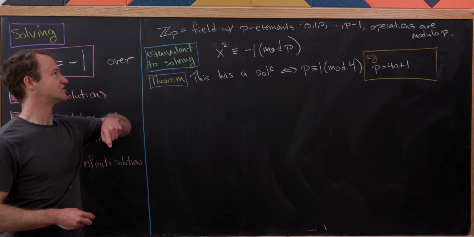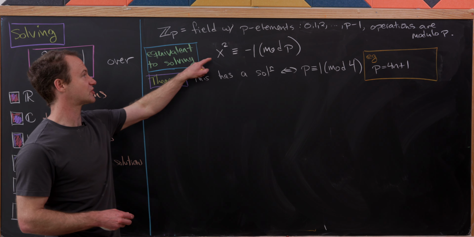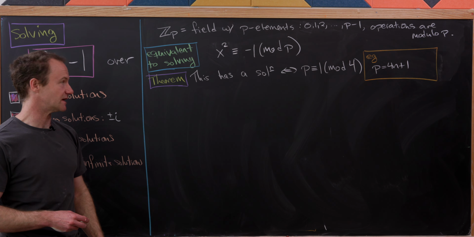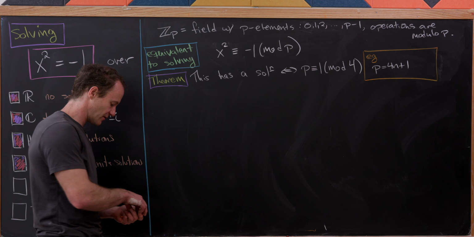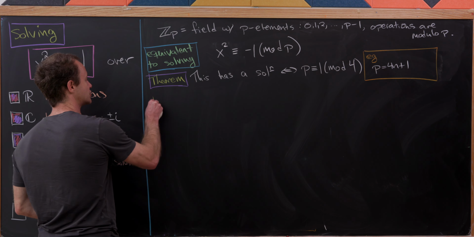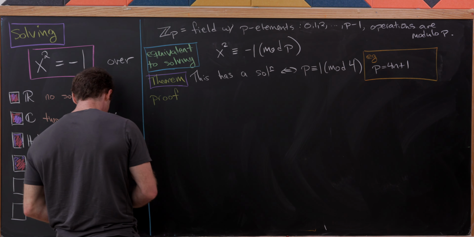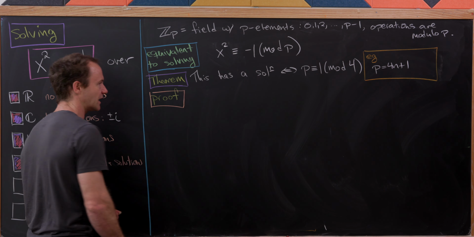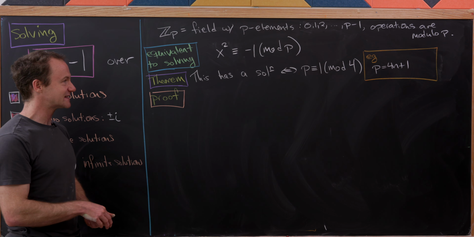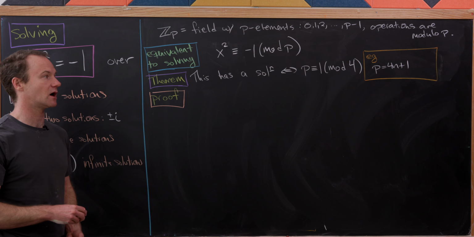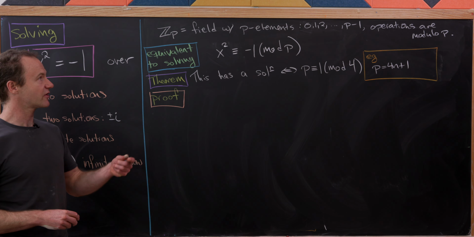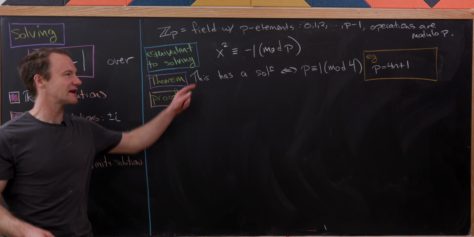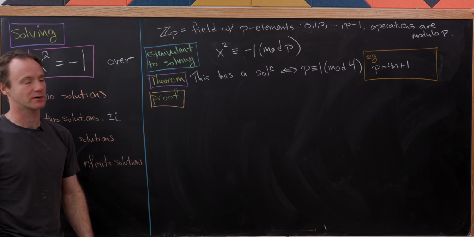So solving this equation in Z_P is equivalent to solving the congruence x squared is congruent to -1 mod P. And we're going to prove a theorem that will tell us when this has a solution. And then I'll just tell you that if there is a solution, there are exactly 2 solutions, but we won't prove that. And so this has a solution if and only if P is congruent to 1 mod 4. In other words, it's a prime that's of the form 4n plus 1. I guess I forgot to say that P has to be a prime number here.